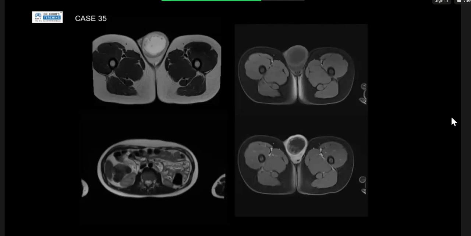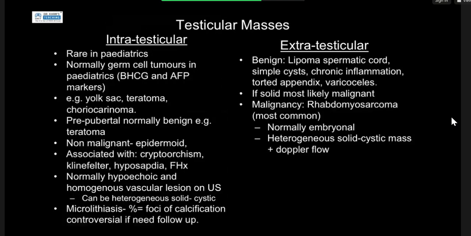So just think, sometimes we see extratesticular masses in the scrotum. So intratesticular masses are very rare in pediatric patients. Normally they occur in older patients in the second decade, and they're normally germ cell tumours, such as yolk sac tumours. So they will have raised beta-hCG or alpha-fetoprotein. Prepubertal patients who have testicular masses, intratesticular masses, they tend to be benign, such as teratomas, whereas the older children tend to present with the malignant masses. Non-malignant lesions that we can see in the testicle include epidermoid, and that gives you the classic onion ring appearance, where you get multiple concentric circles within the lesion.